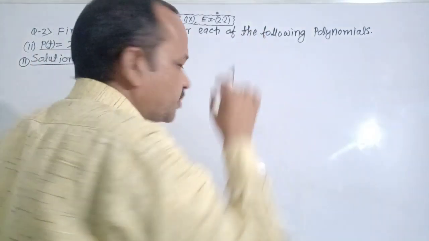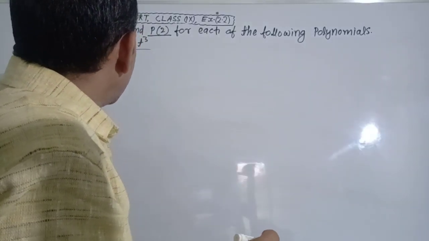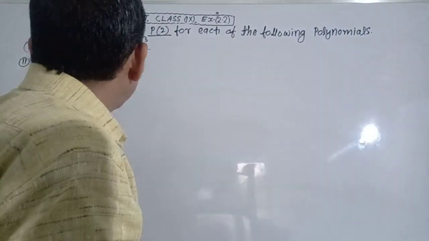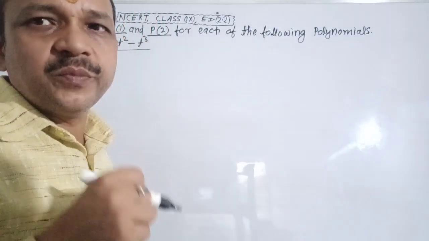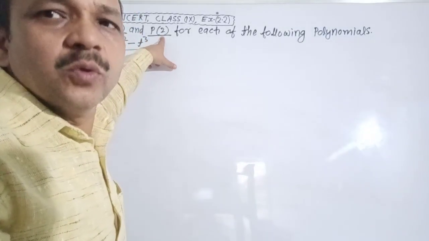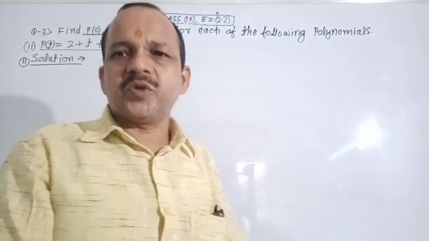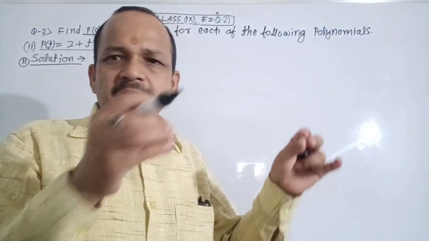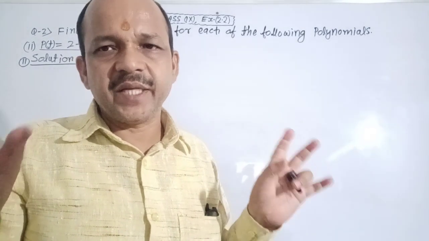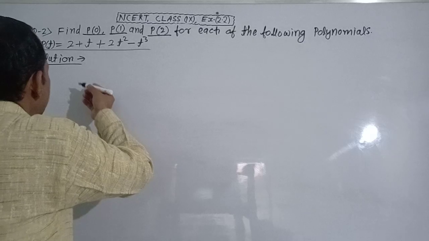Clear? You put the value of t equal to 0 in the first step, and in the second step you put t equal to 1 in the given polynomial. In the third step you put t equal to 2 in the given polynomial. In this way you can solve your question step by step, three times. Clear? No confusion about it? Very good. It is very easy. Clear? See the book. Second solution.